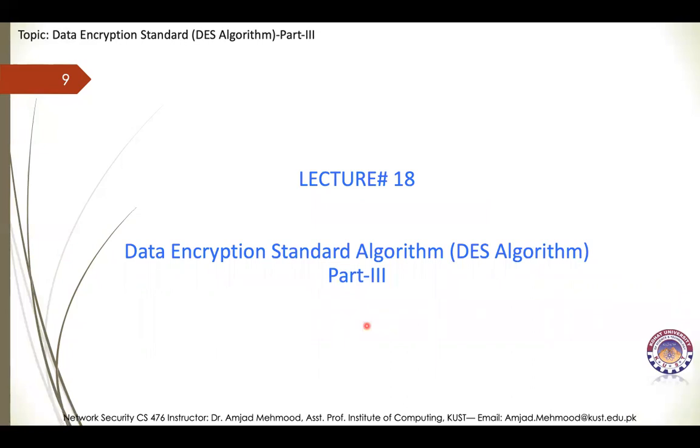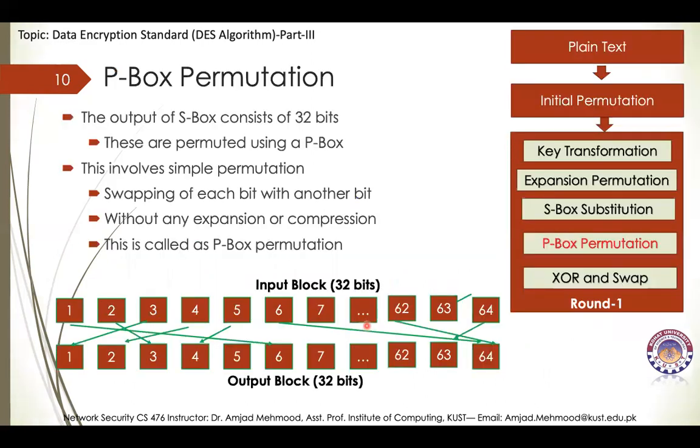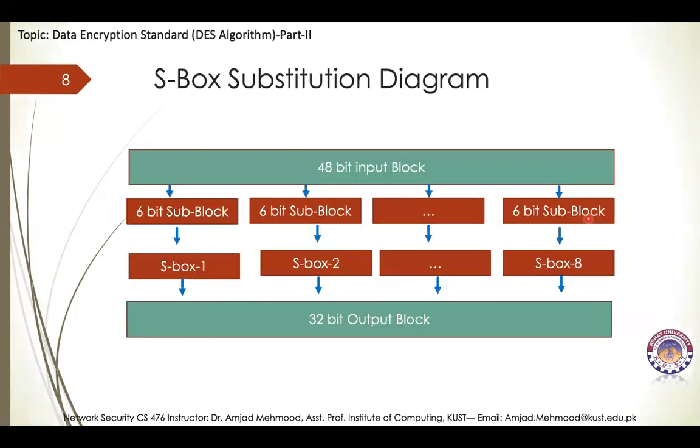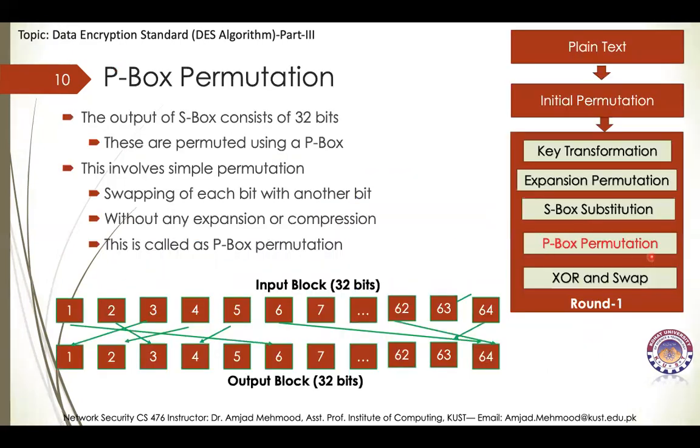So let's start today's lecture, that is on Data Encryption Standard part 3. Today we'll be explaining P-box permutation. As you know, in the previous slide, a 32-bit output block is produced from the S-boxes. Now this will be passed to the P-box permutation. The output of the S-box consists of 32 bits, as we know. So these are permuted using the P-box.